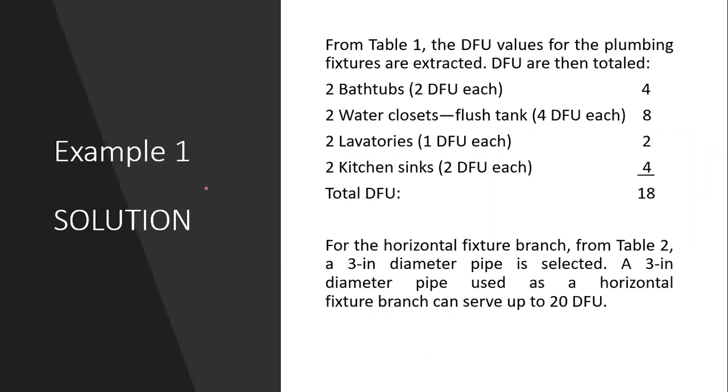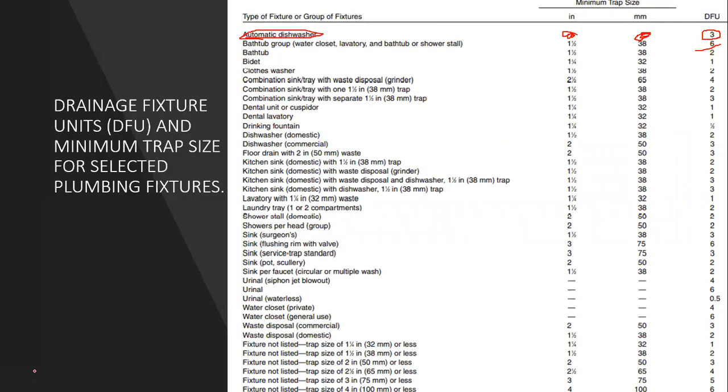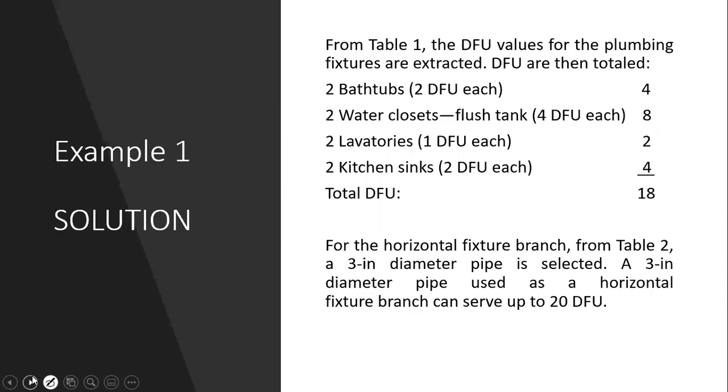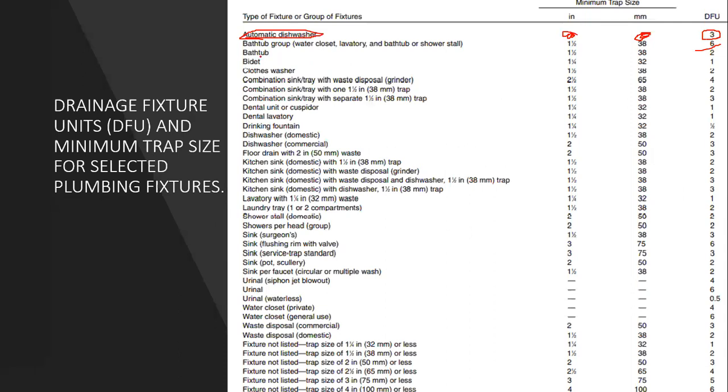For solution number 1, pumutan from table 1, balikan itong table 1. The DFU values for the plumbing fixtures are extracted. Drainage fixture units are then totaled. The 2 tubs, ang DFU niya kay 2. Kung tanawan na ito dito sa table 1, bathtub ba to? O, 2 ka bathtub daw. Bali, bathtub, kini. 2 ka bathtub daw, bali, yung DFU units niya is 2.